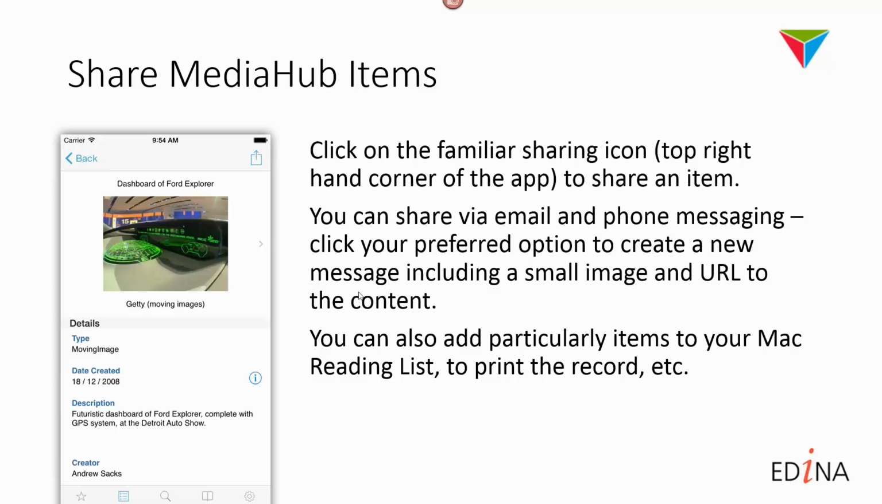So I mentioned you can also share items from within the app. To do that, you click on the sharing item in the top right-hand corner, hopefully familiar if you use iOS. That's the box with an arrow pointing out of it. When you tap on that, you can share either via email or phone messaging, and that will be a link to the item and some information about it. It'll include a little preview image as well, so if you're sharing it via email to yourself, for instance, you'll have some idea of what the content looks like.